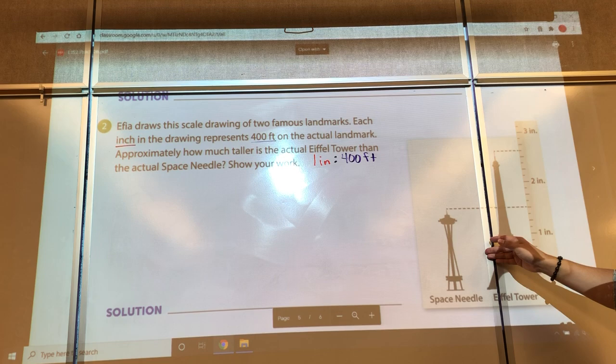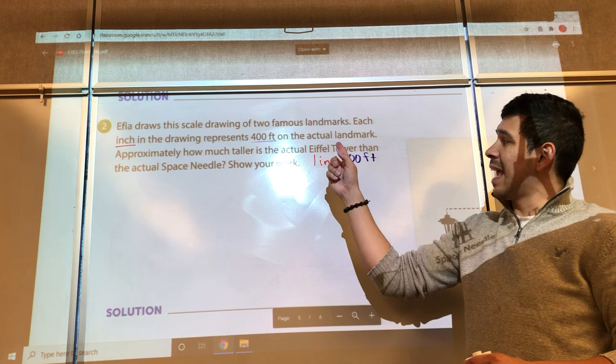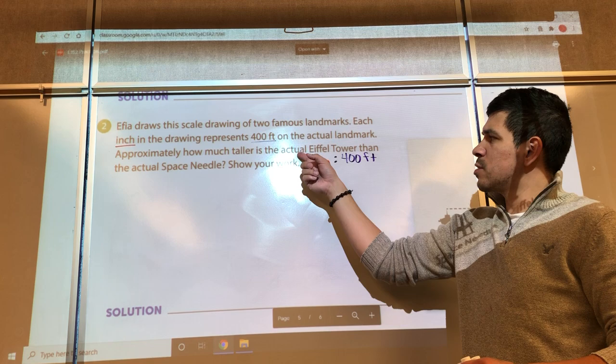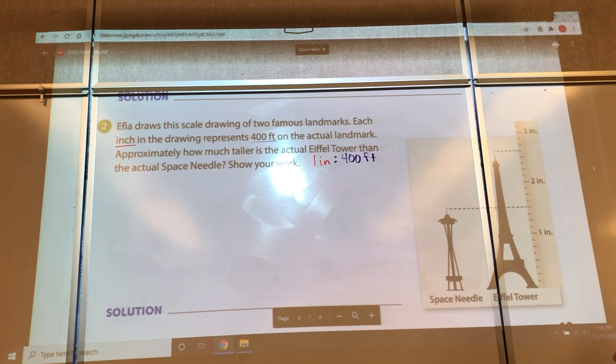Approximately how much taller is the actual Eiffel Tower than the actual Space Needle? Show your work. When they mean this word actual, they mean like in real life. In real life, how big is it in real life? Let's determine how tall the Space Needle is in inches.